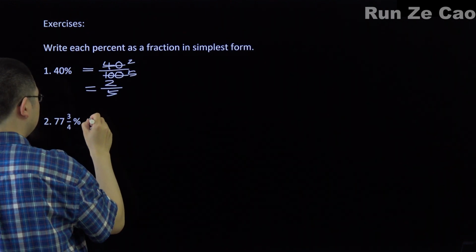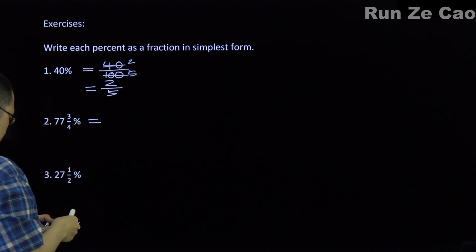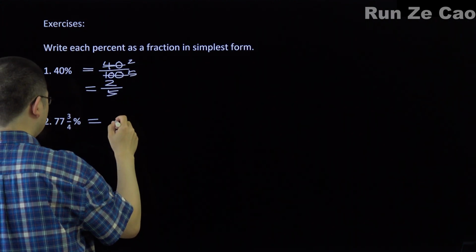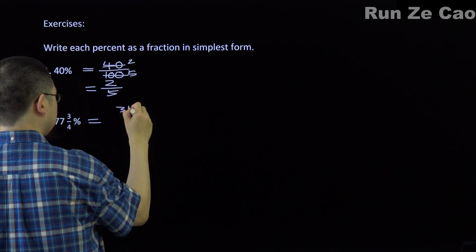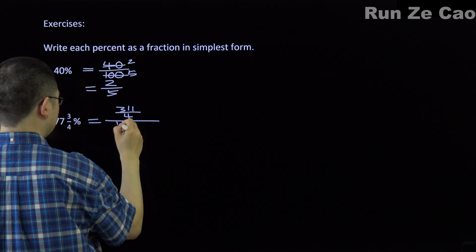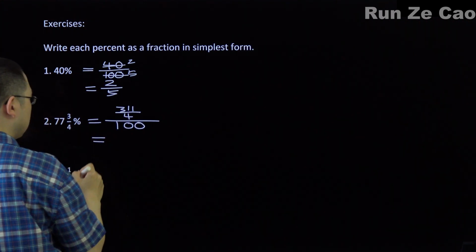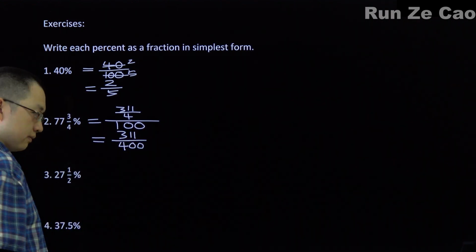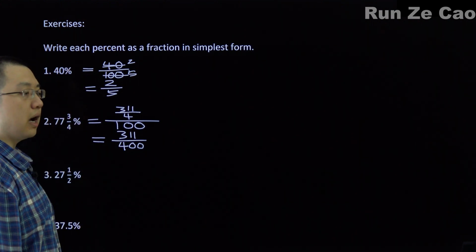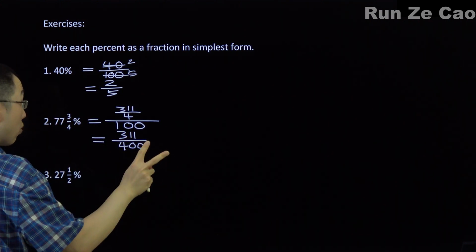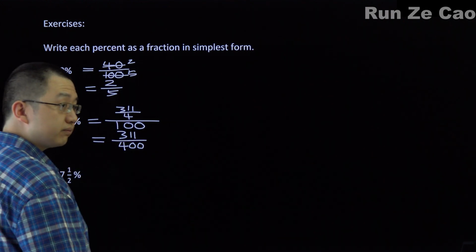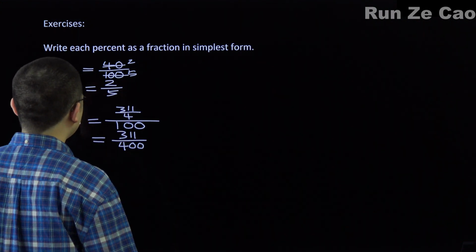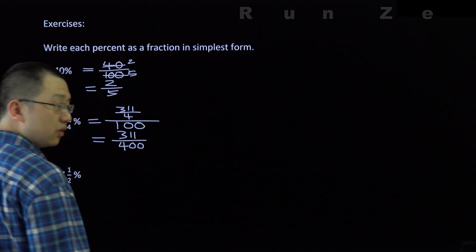77 and 3 over 4%, that's 77 times 4, 308 plus 3, 311 over 4 over 100. So it's 311 over 400. 400 only has 2 prime factors, 2 and 5. Okay, is 311 divisible by either? No. Therefore, as a fraction in simplest form, it's just this.